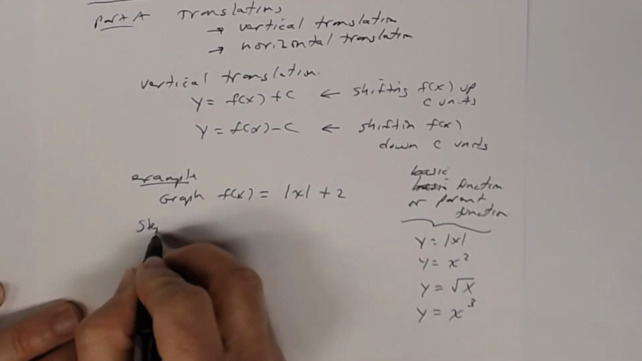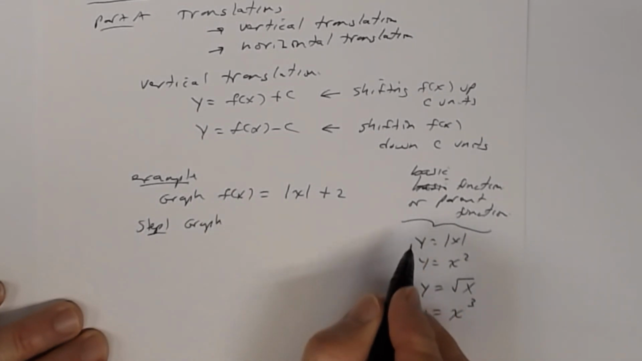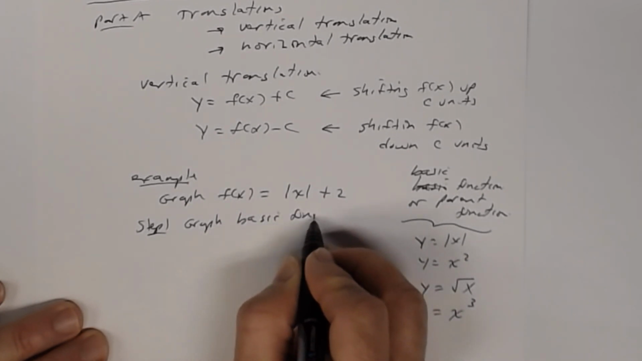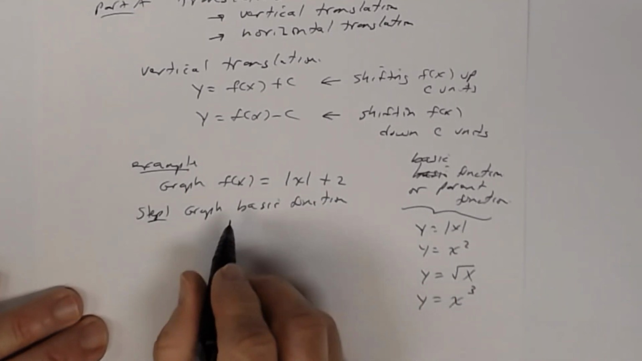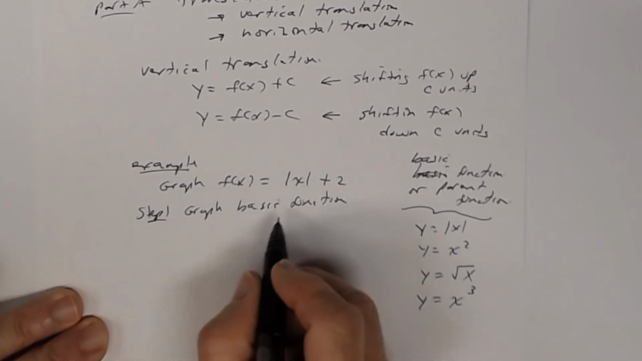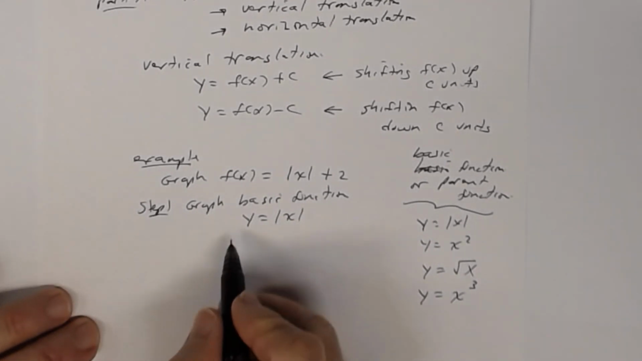Step one, you're going to graph the basic function. So graph basic function, that's your step one. And so you're going to write it like this: graph basic function. Remember, in this case, your basic function is the absolute value of x. You're going to say graph y equals absolute value of x. All right, so remember, use a t-table if you need to.